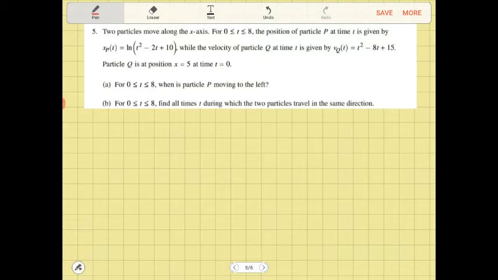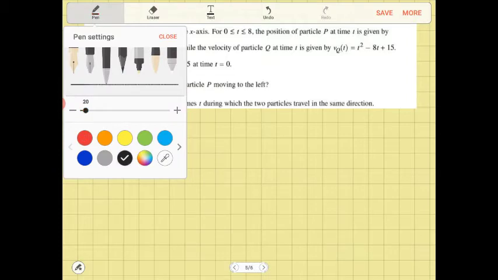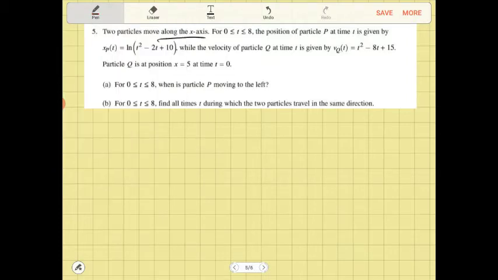Hello again. Today we're going to work on a problem that has a little bit of physics in it. What we have here is two particles that are moving along the x-axis. The first particle, particle P, has a position function, and that position function is valid only between 0 and 8.